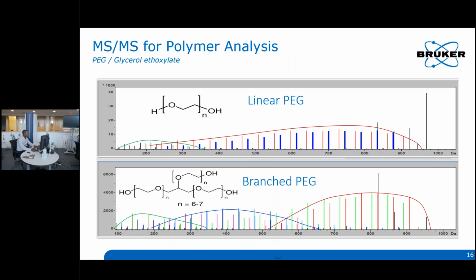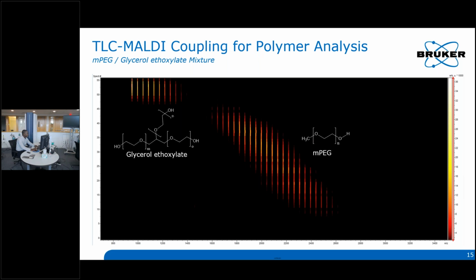And with the MS-MS capabilities, you are able to determine whether you have a linear PEG or branched PEG off of a TLC plate Multi as well. Generally for branched PEG, due to the fact that you have different arms that will break off and produce different fragments, you end up with a fragment mass spectrum with multiple distributions. Whereas for linear polymers or linear PEG, you only have a single distribution in your fragment spectrum. And this is something that you are not able to differentiate just by regular MS MALDI analysis.